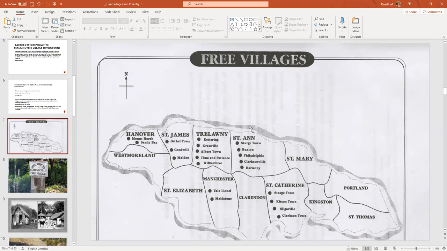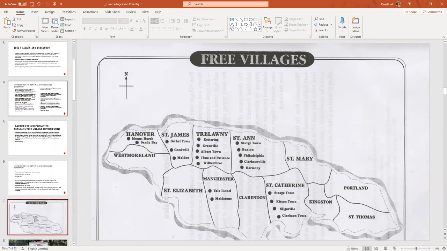So, sir, what happened to St. Mary, Portland, St. Thomas, Clarendon? What happened to the other parishes? Why did they never establish one of those parishes? I'm not so sure why. Maybe, especially Kingston, because I thought that Augustown was a free village. It could be, maybe they just put some of it on the map. Those are the major ones. It could be. All right, ladies.